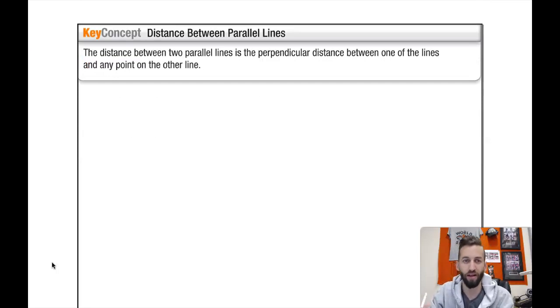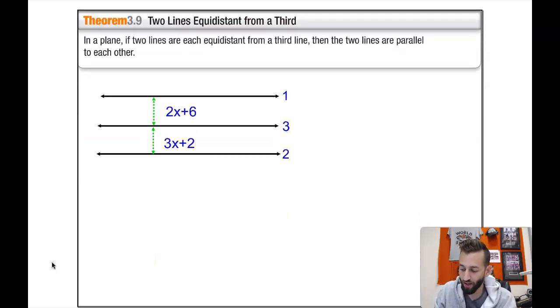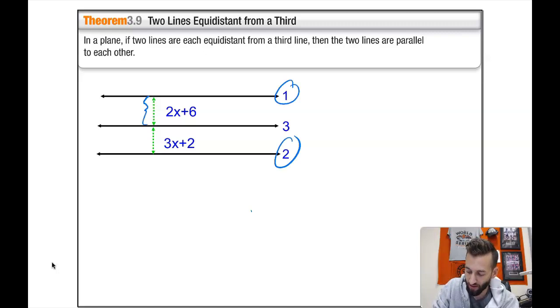So same idea. The distance between two parallel lines is the perpendicular distance between them. So if it looks something like this, there is this theorem that says this. Listen, if you have two lines that are equidistant from a third line, so what they're saying is 1 and 2, notice the numbers here, are the same distance from line 3, then they must be parallel. So what they would do on a problem like this is they would say, find x so that 1 is parallel to 2. Okay, and the idea is all I would have to do is set these equal to each other.